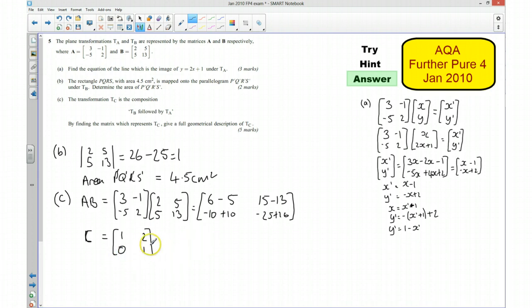Okay, so we have now found what transformation matrix C is. We now need to give a full geometrical description of C. What we need to be able to spot is that we've got our leading diagonal as 1, and we've got this component of our matrix as a number that isn't 0. So this here is 2, and this one here is 0. So this tells me that this is going to be a shear, and the shear is going to be parallel to the x-axis.